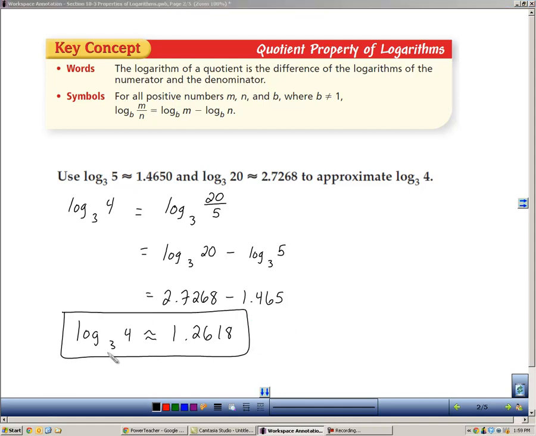Now, one thing you could do to verify that this is correct is you could use the definition of logarithms and say base 3 to the 1.2618 power should equal 4. And you could type that into a calculator. If you plug 3 to the 1.2618 power, you're going to get probably 3.999, which is very, very close to 4. And so that's one way that you can check your answer by using the definition of logarithms.